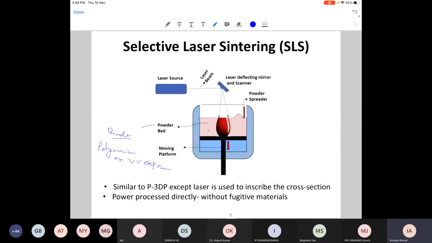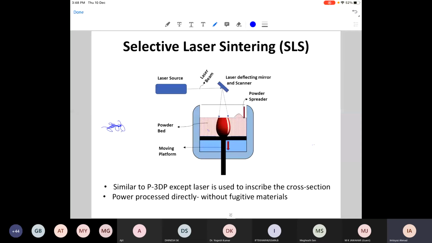Okay. So in this case, we do not add any binder. I'm sorry, I was thinking of something else. Sometimes we add binders, but I will talk about it a little later. In this case, we have powders, and we apply a laser and fuse them together. So instead of pouring the liquid binder, we fuse the material by using a laser source.